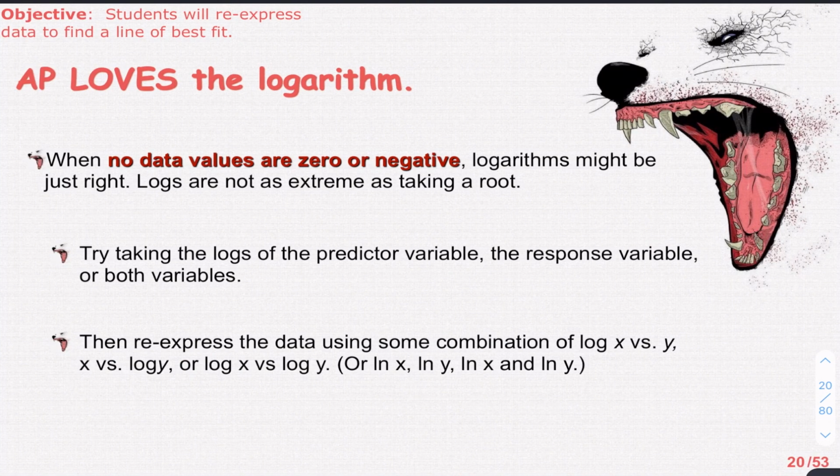And I will say this one more time, and then we will end the video here. AP loves the logarithm. When no data values are 0 or negative, logarithms might be just right. Logs are not as extreme as taking a root. So try taking the logs of the predictor variable, the response variable, or both variables. Then re-express the data using some combination of log of x versus y, or x versus log y, or log x versus log y. Or, if you also like the natural log, which of course I do, ln of x, ln of y, or ln of x and ln of y.